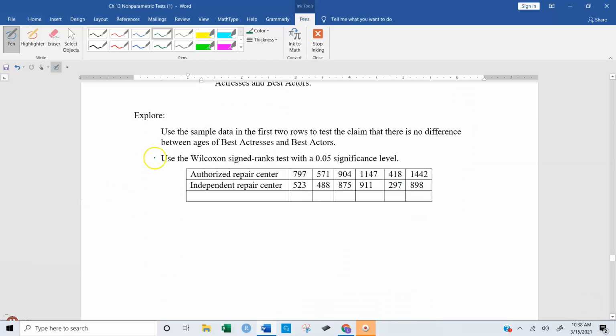Okay, it's your turn. I know I typed this wrong. This should be between repair shops, so please fix that. Type this information into your stat disk and let's see what you get.